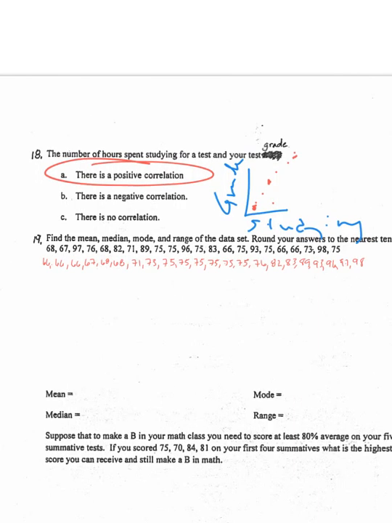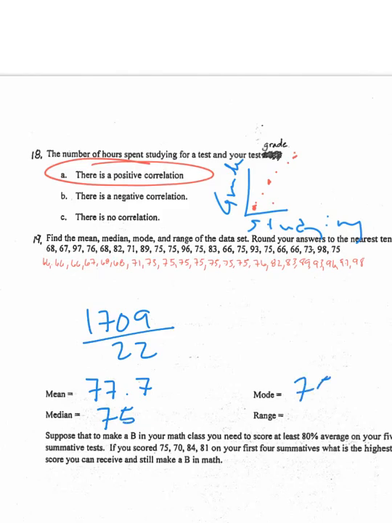All right, find mean, median, mode, and range. Mean, you end up getting 1709. And then when you add them all up, I'm going to divide that by 22 possible numbers. So I end up getting 77, and then round it to the nearest tenth, 77.7. Median is 75, the middle number. Mode is also 75, the most frequent number occurring in that list. The range, I would take the largest number, 98, subtract the smallest, 66, and get a range of 32.